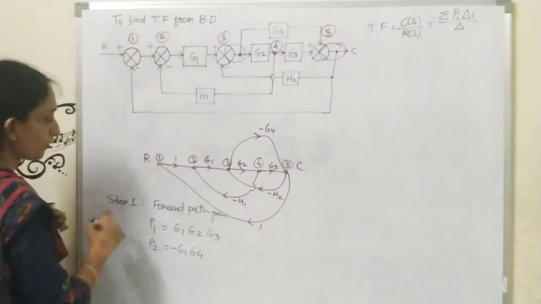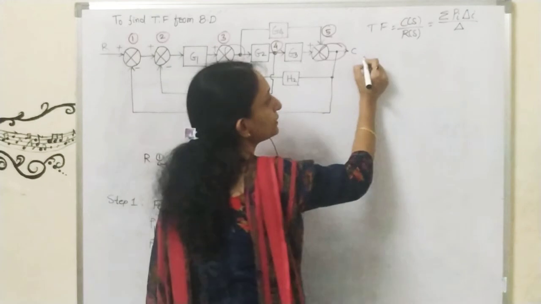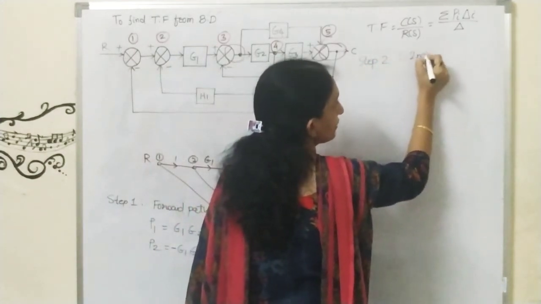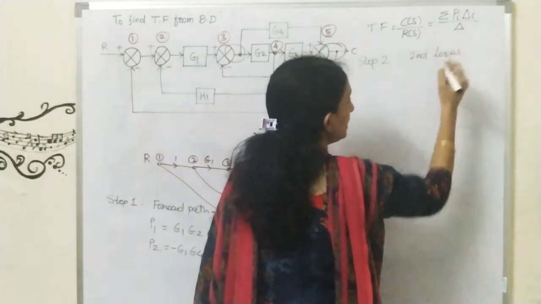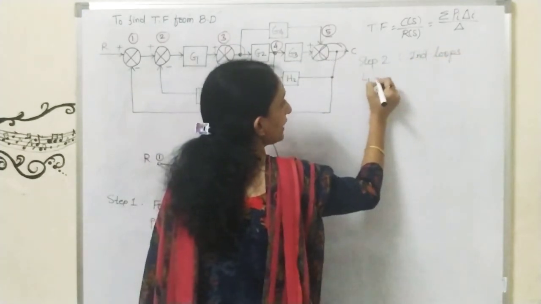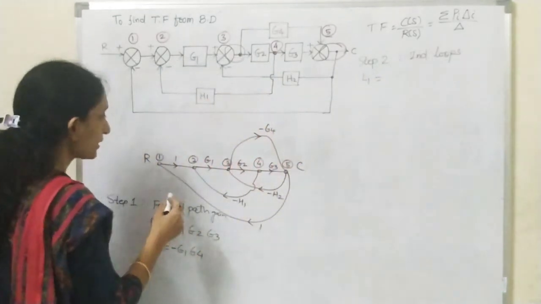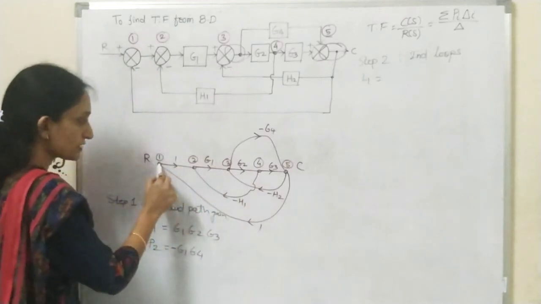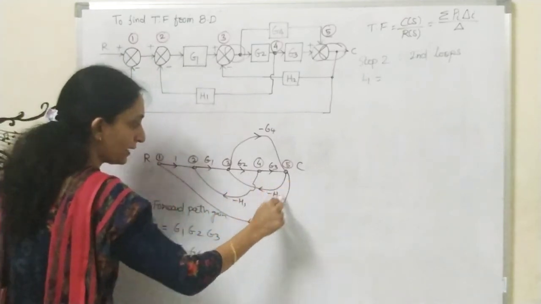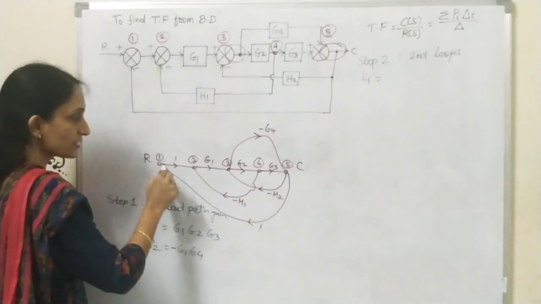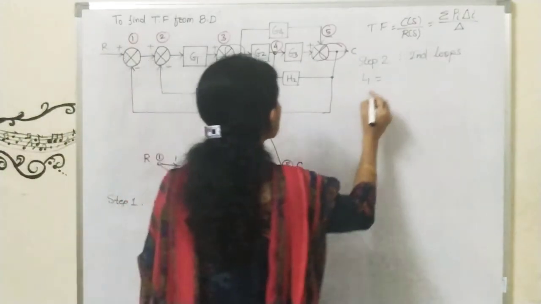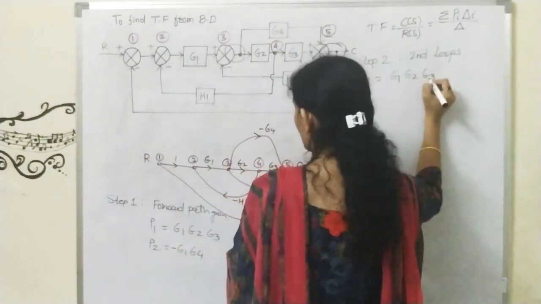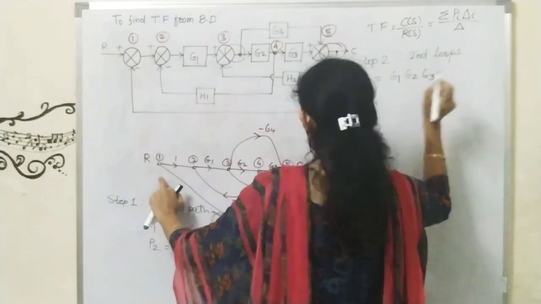Okay, so these two forward paths are there. Then next, step number 2, I need to calculate the number of individual loops. So step number 2 is individual loops. I will write L1 is equal to, look at this. First of all, I will consider this bigger loop: 1, 2, then 5 and back to this. So this is the bigger loop. I will write L1 as G1, G2, G3 and this plus 1, that is multiply by 1.